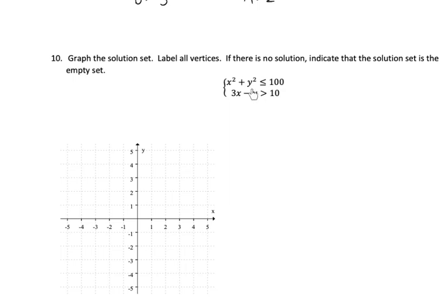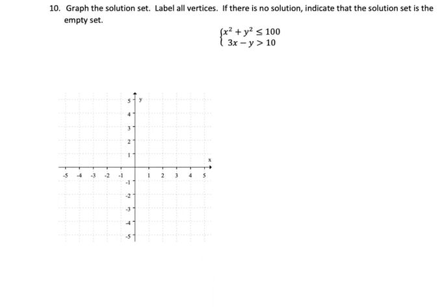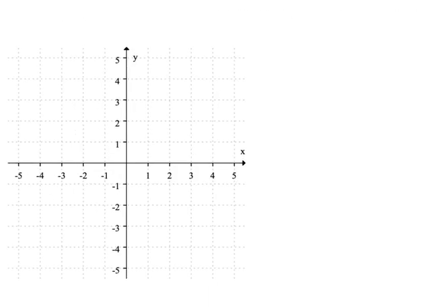We have a system of inequalities we're going to graph. This is a circle. This is a linear. Now the circle has a radius of 10. This graph only goes out to 5. So I'm going to make a couple of changes here. I'm just going to rescale this.